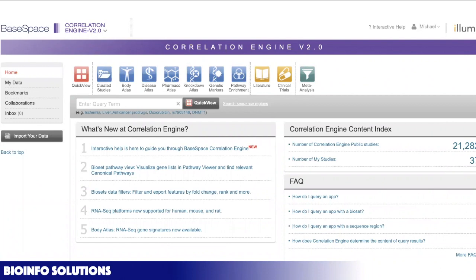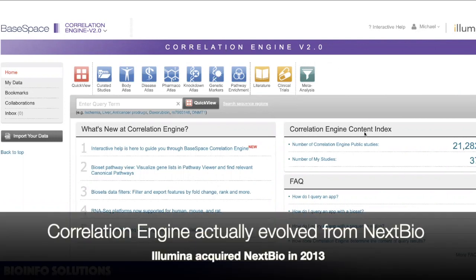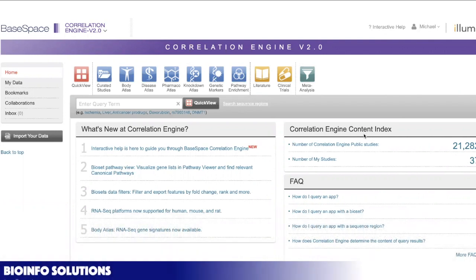What they've done is they've realized that people would want all this information in one place. So they created this thing called Correlation Engine, and this is actually the 2.0 version that we're working on. They've gone into GEO, what I've just shown you, and downloaded all that data. They've created a database where they've done all the statistics and all the annotations. So what you're getting back are changes in gene expression based on some kind of control in all of these different studies. You saw there were 140,000 studies in GEO right now; there are about 21,000 different studies in Correlation Engine.